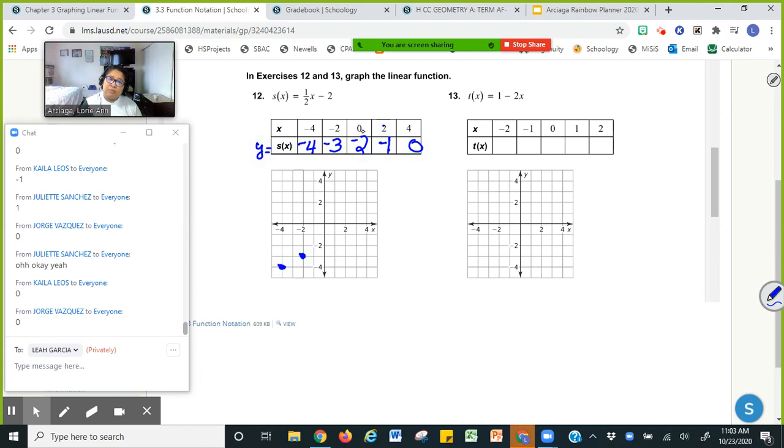0 meaning in the middle and then down 2. So middle, down 2. Okay, next. Right 2, down 1. So from the middle, right 2, down 1. Okay, one last. 4, 0. 4 to the right, and then stay there. Don't move up or down. So 4 to the right and then stay there. Okay, so let's graph it.